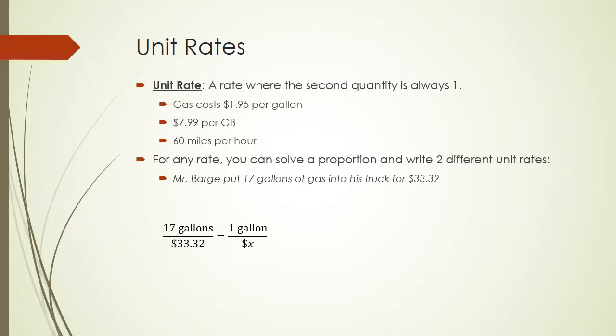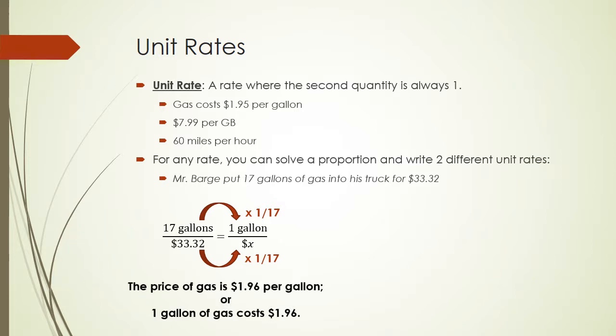On the right side I want to scale this to 1 gallon and I want to figure out what the price is. So, steps to solving proportions: I'm going to draw my arrows from what I know to what I want to know, find my scale factor, in this case it's 1/17, and take that times $33.32 to get that the price of gas is $1.96 per gallon. Another way I could write that is that 1 gallon of gas costs $1.96.